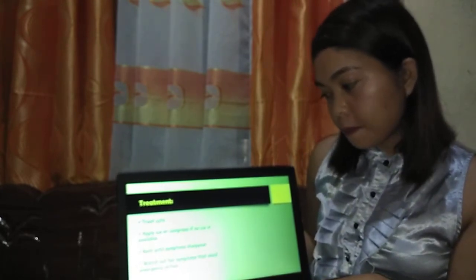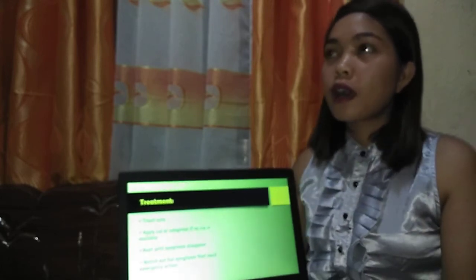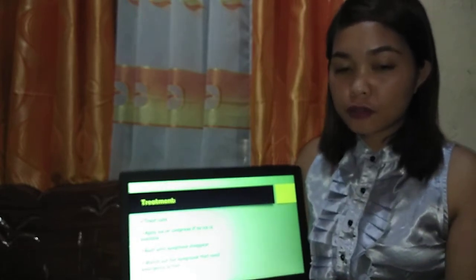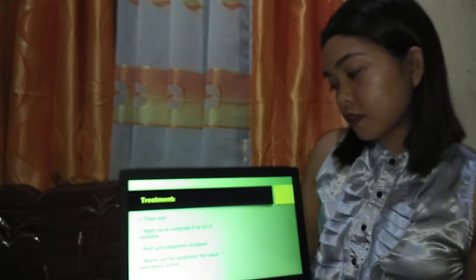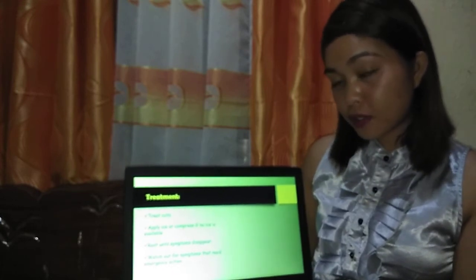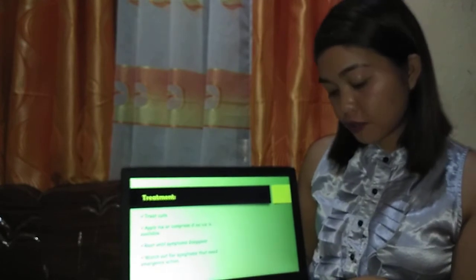Number 4, watch out for symptoms that need emergency action. So, magiging alert pa rin tayo kung ano yung maging kalagayan ng patient. Kung meron siyang mga sintomas, kailangan na nating tumawag ng emergency personnel or gumawa na tayo ng action.